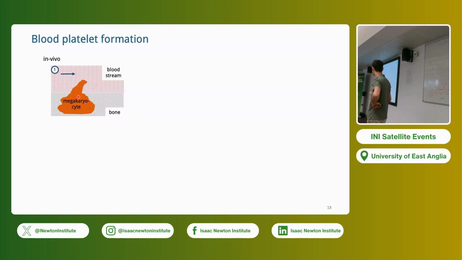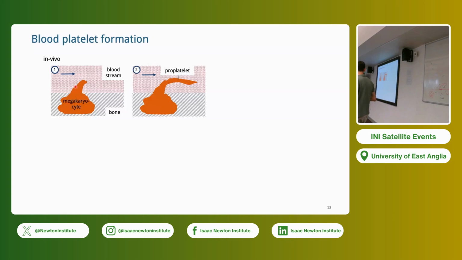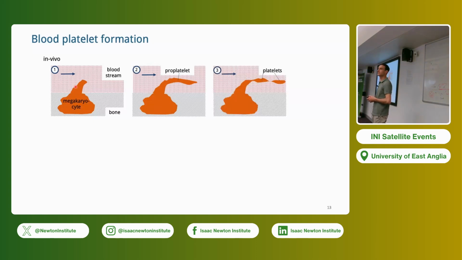And what they do is they grow these protrusions, these extensions here into the bloodstream. These extensions grow. They're called the proplatelet. And then eventually these proplatelets, they rupture, they break up into pieces, and each of these pieces eventually becomes a platelet.